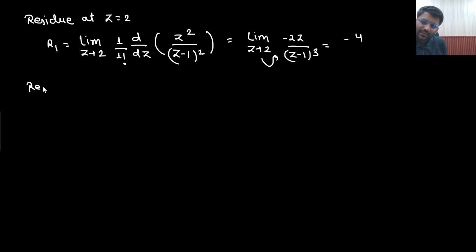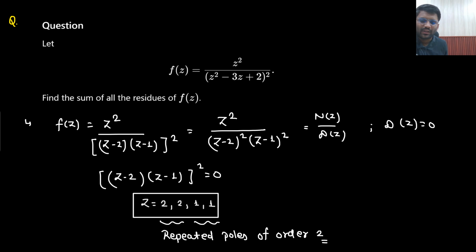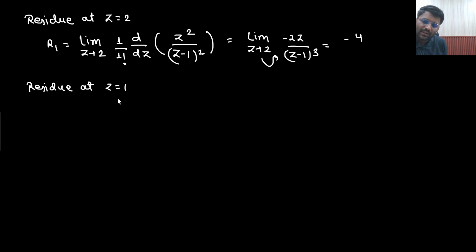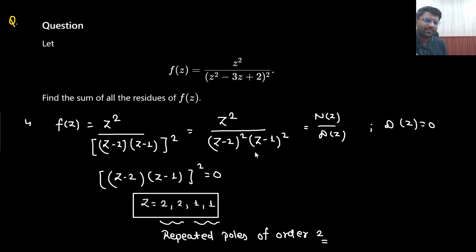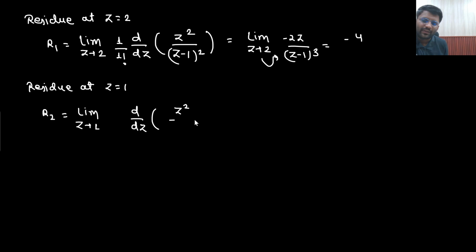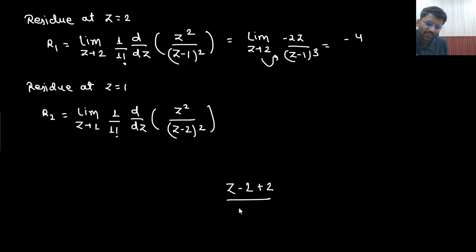Now residue at z equals to 1, right? Residue at z equals to 1 now. Again, repeated poles are there. Limit z tending to 1 d by dz of z square upon, this guy will get cancelled out. z minus 1 whole square is creating the problem. So what you will be left with? z minus 2 whole square. Right? So it would be z minus 2 plus 2 upon z minus 2 whole square. This is what we can do.